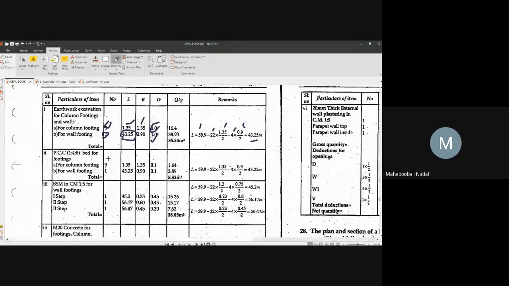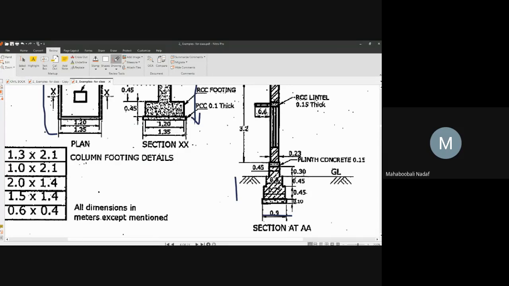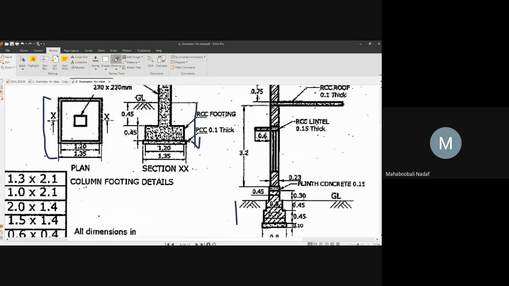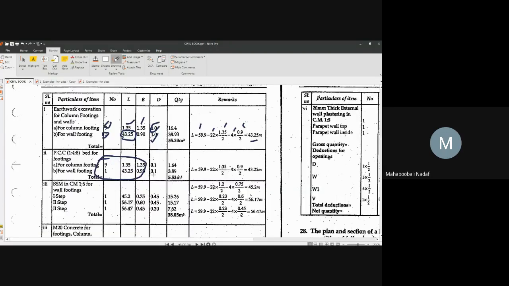Okay. The same thing you need to write here also, but only depth will change for PCC. What is the PCC for this much column? 0.1. For this also it is 0.1. So that is what we have written here.